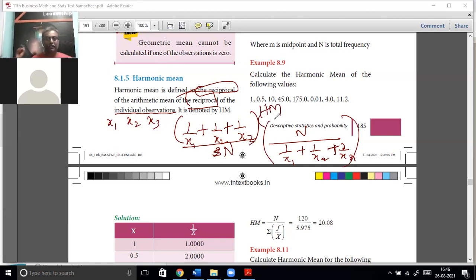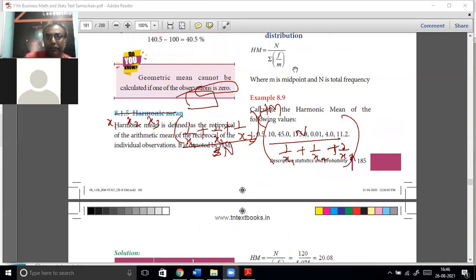You understood? 3 steps. First take the data x1, x2, x3. Then take the reciprocal of the data, 1 by x1, 1 by x2, 1 by x3. Then take the mean of the reciprocal of the data, not the mean of the data, the mean of the reciprocal of the data. That means 1 by x1 plus 1 by x2 plus 1 by x3 up to 1 by xn, divided by n. That you got one mean. Then the inverse of that, the reciprocal of that mean, is the harmonic mean. Very simple. If you take it in 4 steps, it becomes very simple.